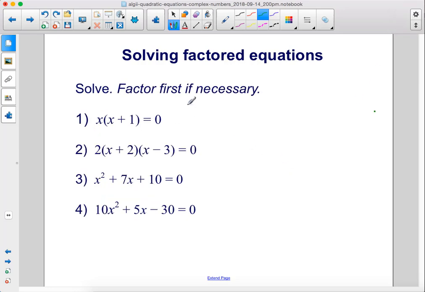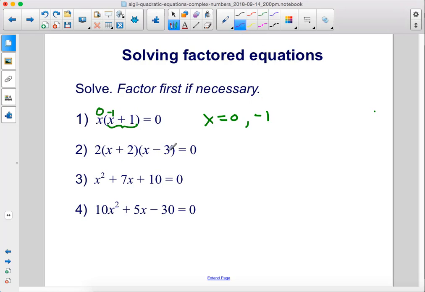Solve. Factor first if necessary. This is already factored, so we have two solutions here. If x equals 0, then this whole thing will equal 0, so that is one of our solutions. If x equals negative 1, then this portion will be 0, making the whole thing 0. So negative 1 is our second solution.